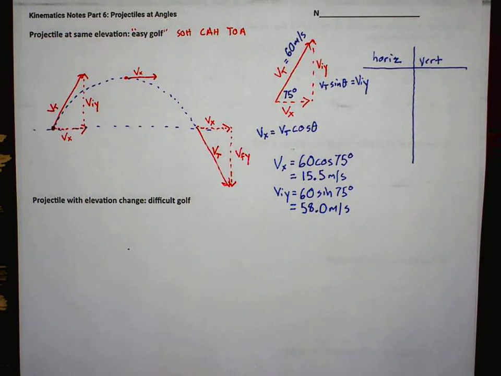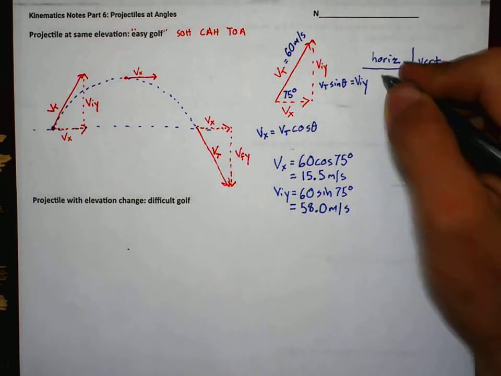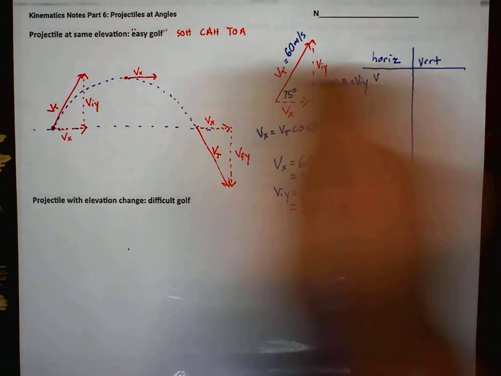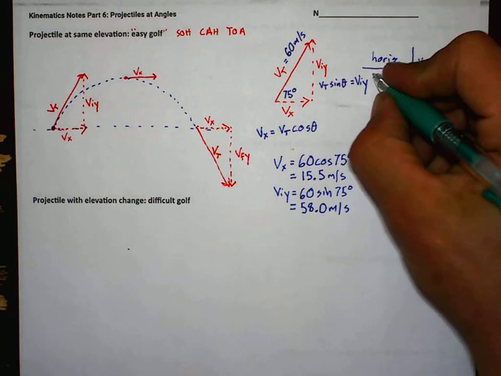Okay, so where do these go in our chart? All right, over here, the horizontal velocity, Vx. Okay, oh, brand new pen. Okay, Vx equals 15.5.